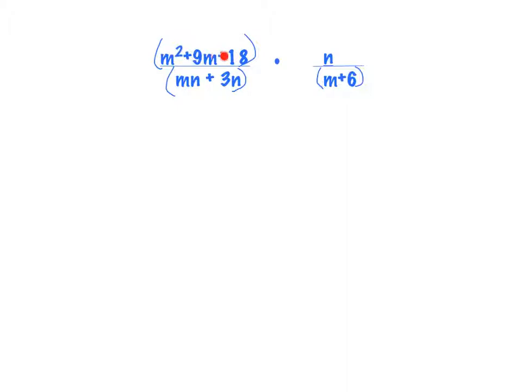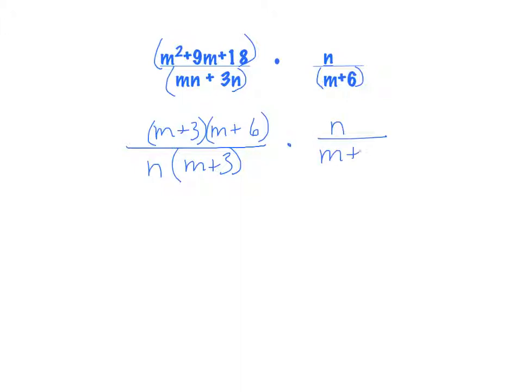So the first thing I'm going to do is look at this trinomial, and I'm going to split it up and factor it into an m. Factors of 18 are going to be 6 and 3. They're both pluses. In the denominator, it looks like on this one that I could pull out a GCF. I could pull out an n, and then I'd have an m plus 3 left. On the right side, there's no factoring that can be done, so I'm just going to rewrite it.